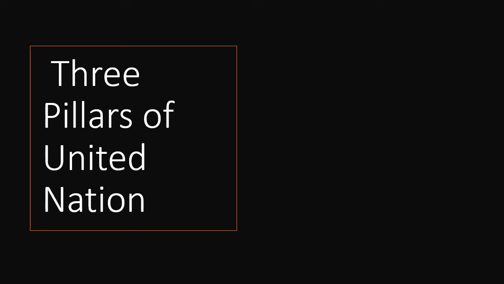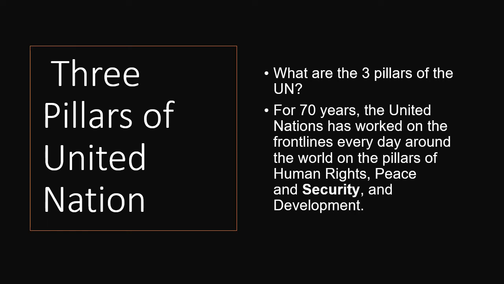3 pillars of United Nations. What are the 3 pillars of United Nations? For 70 years, the United Nations has worked on the front lines every day around the world on the pillars of human rights, peace and security, and development.